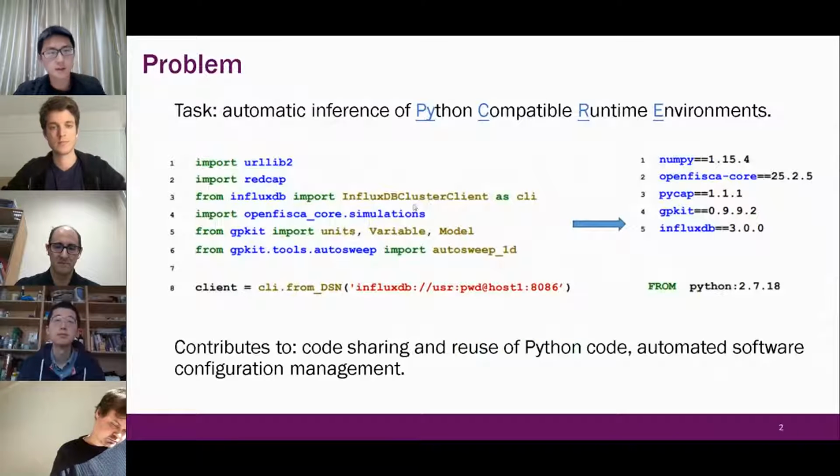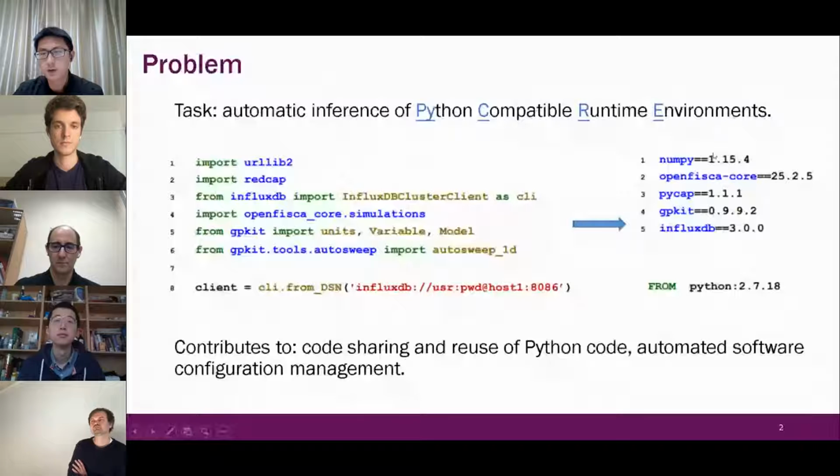In this task, given a single file Python code snippet, we need to infer a list of Python packages with specific versions and the Python version to generate the compatible runtime environment. It can contribute to code sharing and the reuse of Python code and automated software configuration management.